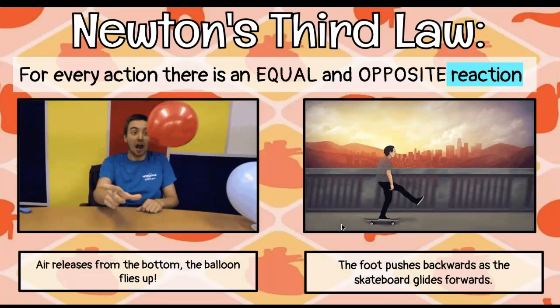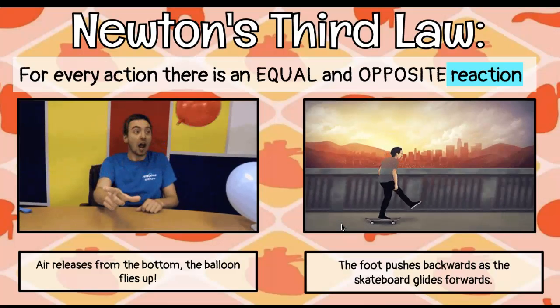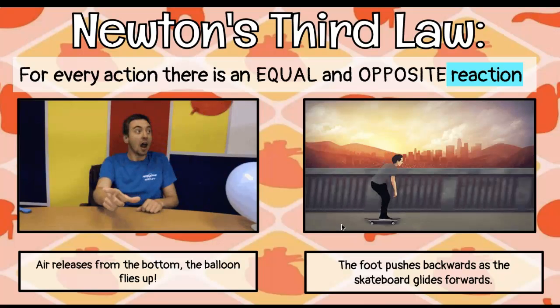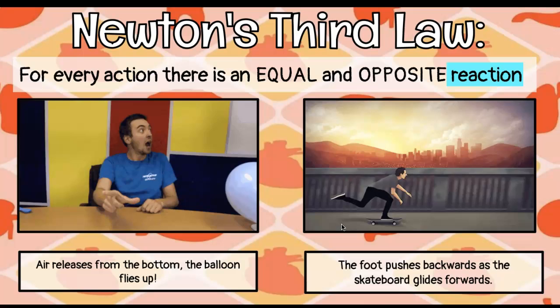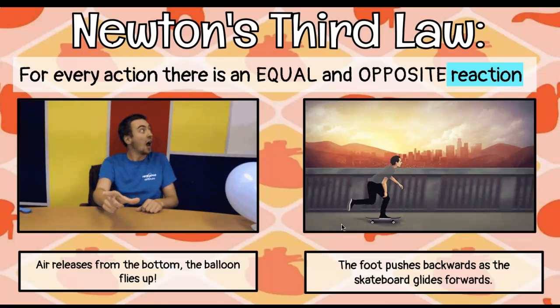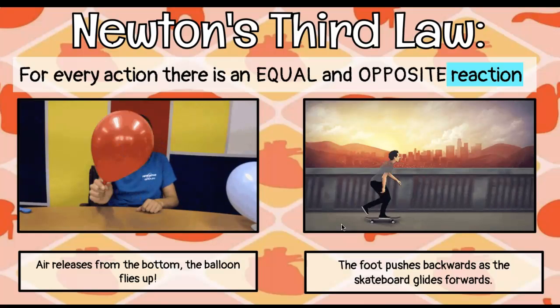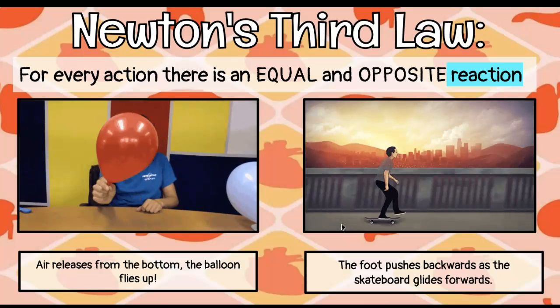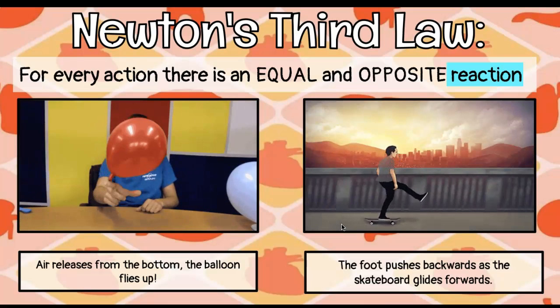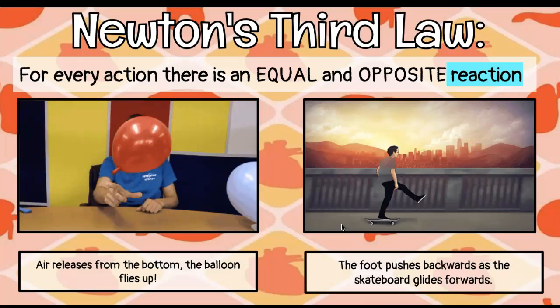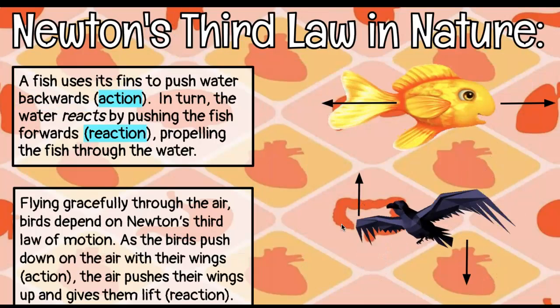The third law states that for every action, there is an equal and opposite reaction. Think about when you blow up a balloon and you don't tie it, but you release the balloon. The air pushes down, but the balloon moves up, right? That's an equal and opposite reaction. Same thing for skateboarding. Your foot pushes backwards, but it propels you forwards, right? So that is an example of Newton's third law.